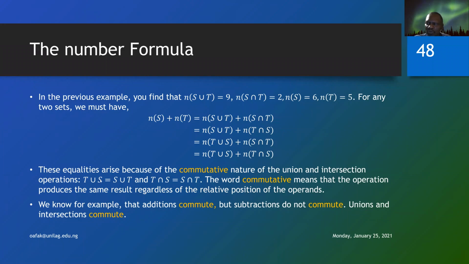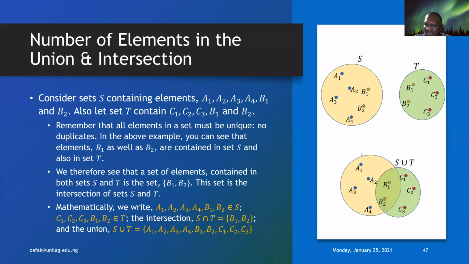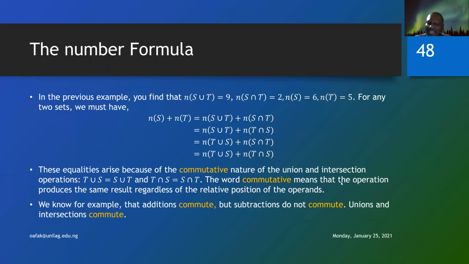And if you want to be sure of this, you can do the diagram. You will see that it doesn't matter whether it's S union T or T union S. You're going to get the same answer. So the word commutative means that the operation produces the same result regardless of the relative position of the operands. It doesn't matter which one comes first. We know, for example, that additions commute, but subtractions do not commute. Unions and intersections commute.